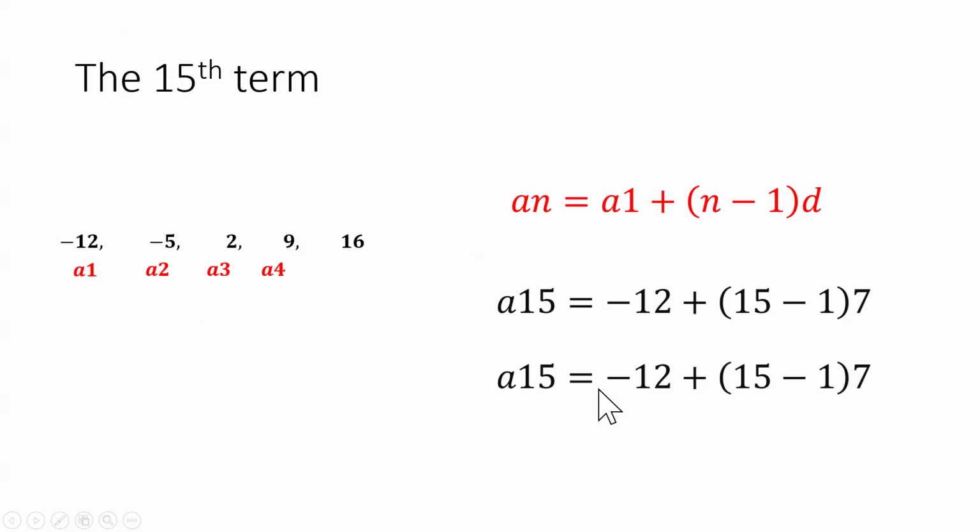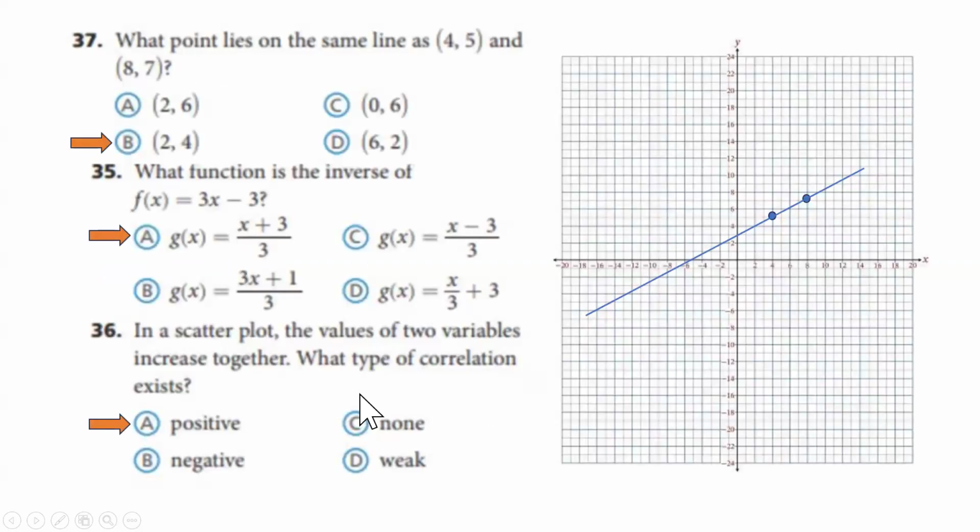Okay? So the answer is going to be here: 15 minus 1 is 14, 14 times 7. You find out how much 14 times 7 is, minus 12. This is going to be the 15th term.